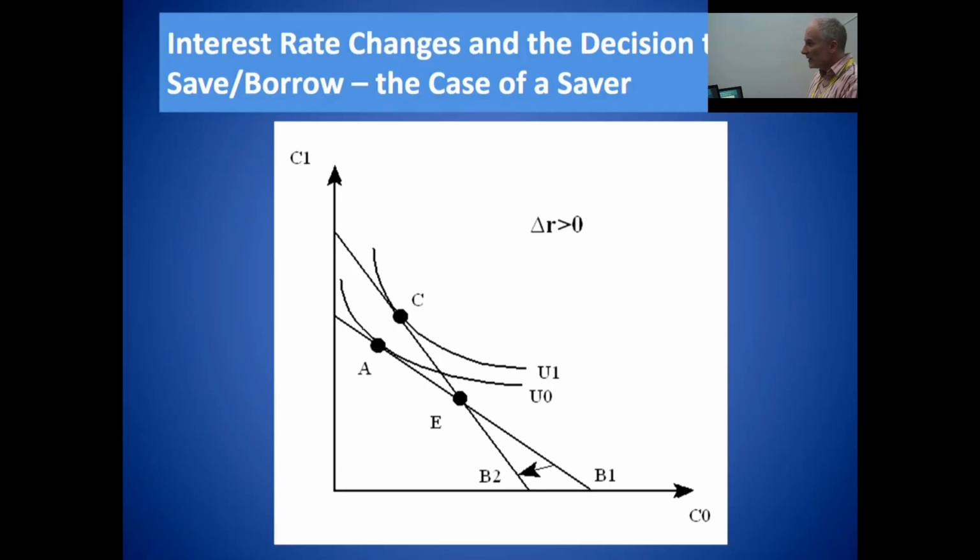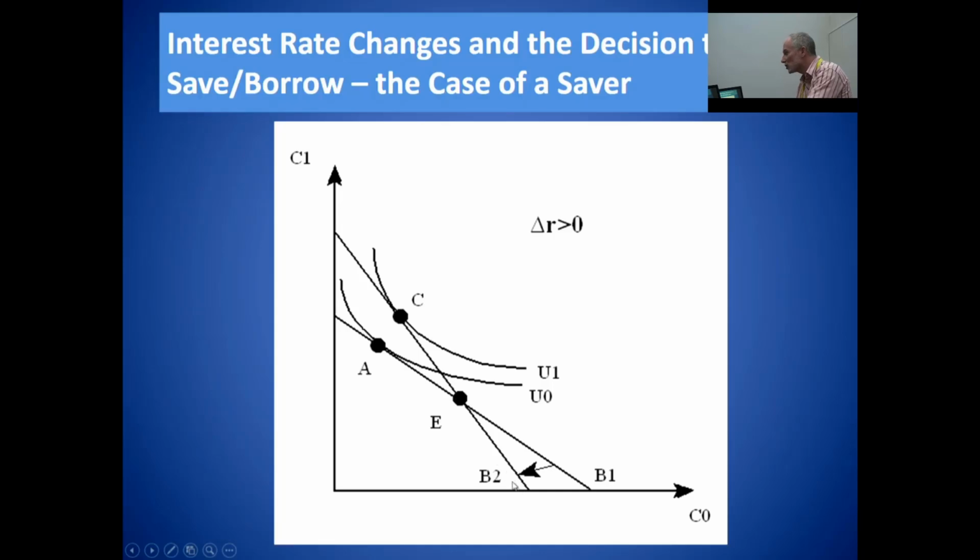And because point A is to the left of the endowment point, it means that current consumption is less than current income. So this person is a saver. So that's the starting point. Then there is an increase in the rate of interest. So an increase in the rate of interest means that our budget constraint pivots about the initial endowment point and becomes steeper. So it then becomes that steeper budget constraint B2, that one there.